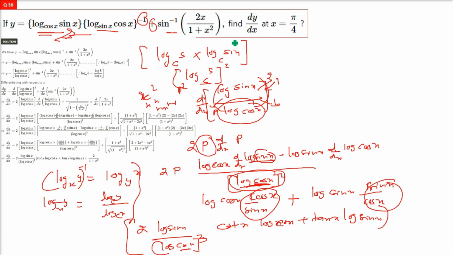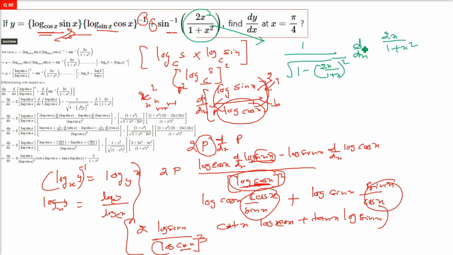Now the second is the differentiation of sine inverse 2x divided by 1 plus x square. So this is going to be 1 by under root, whatever the content is there, 1 by under root 1 minus square of that thing. So 1 by under root 1 minus 2x by 1 plus x whole square. Now differentiation of this internal term 2x by 1 plus x square. Okay. So this, let me just do it first. Then we'll do the differentiation here.